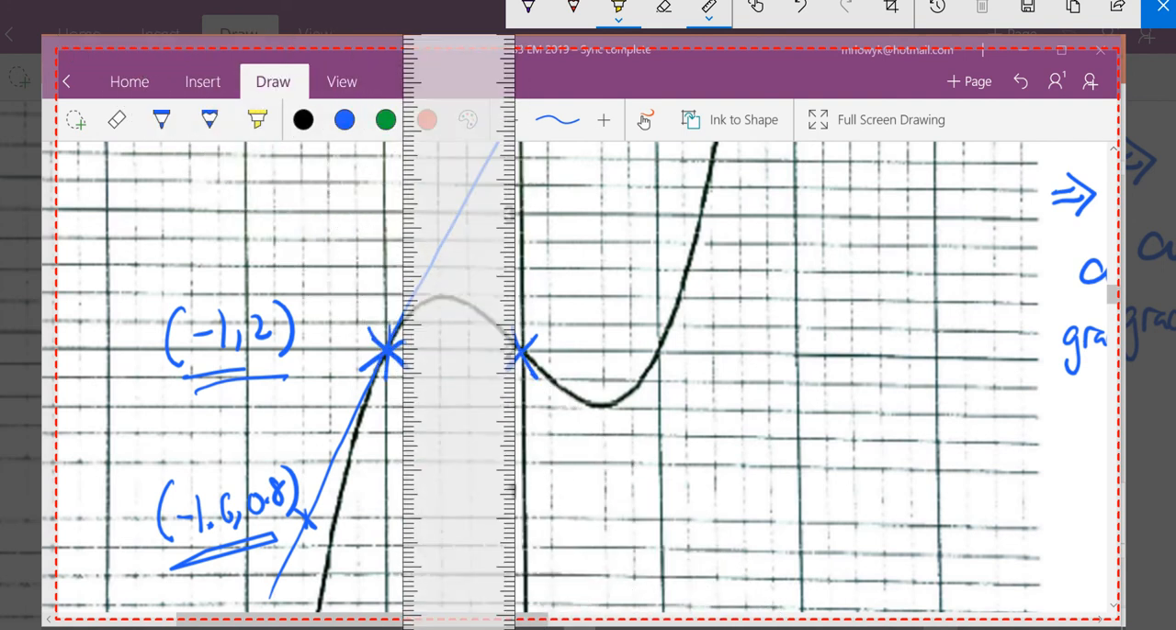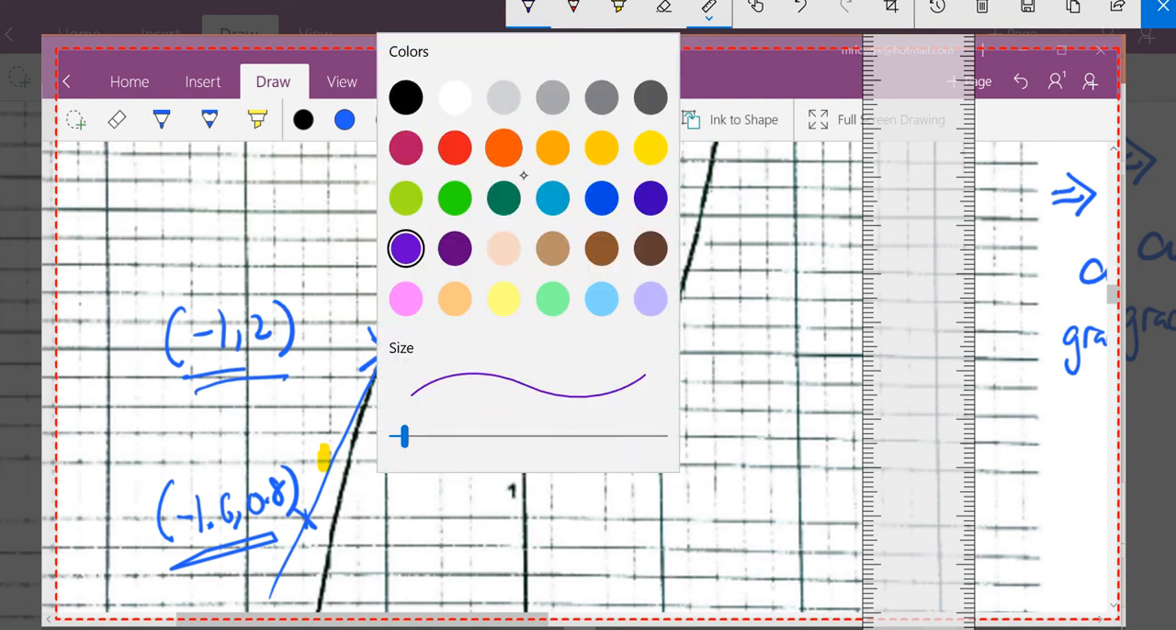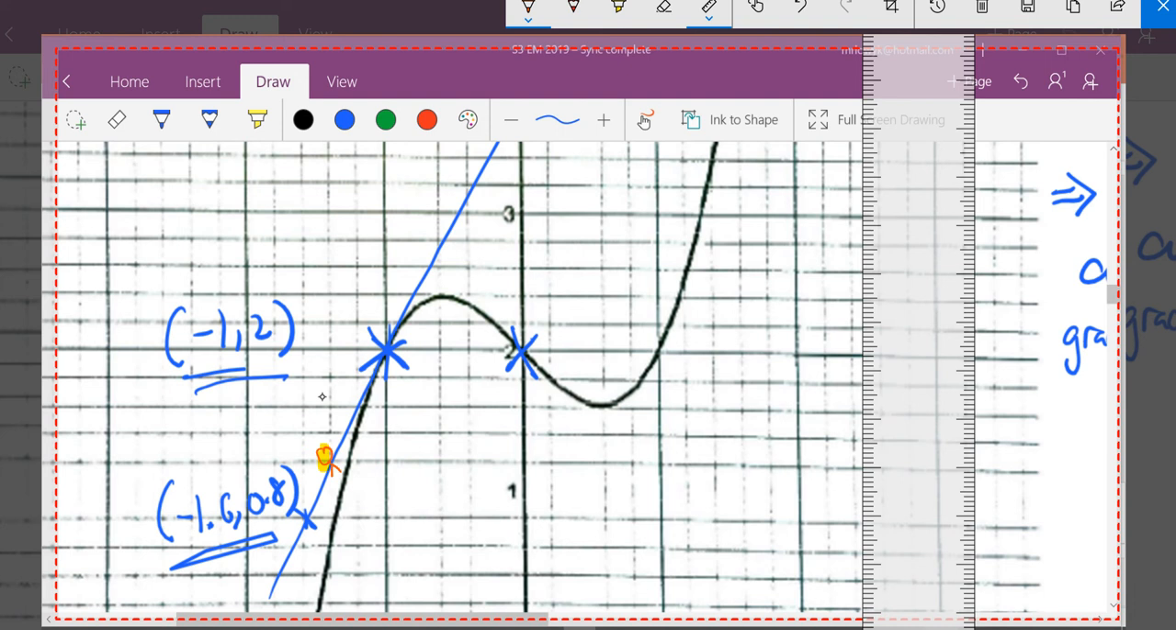Okay, imagine yourself walking. Imagine yourself walking up. Let me call myself the red man. Imagine myself walking up. Do you see my little stick man here? So the gradient is, this is the gradient. Do you follow? Gradient means the steepness of a slope.